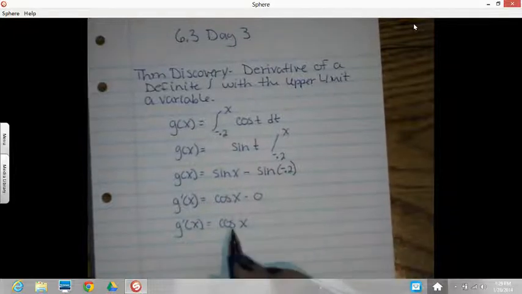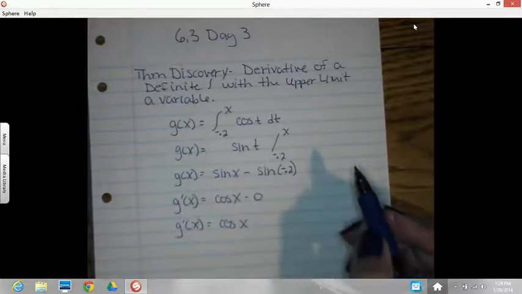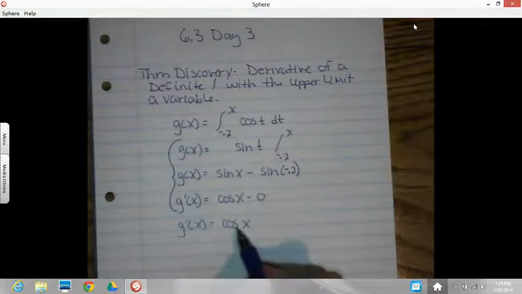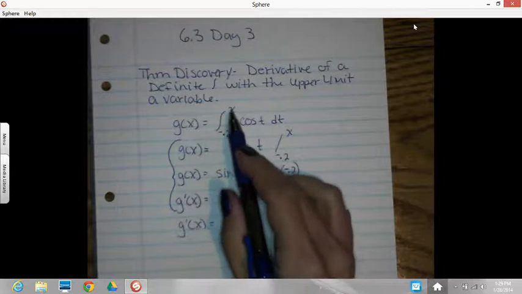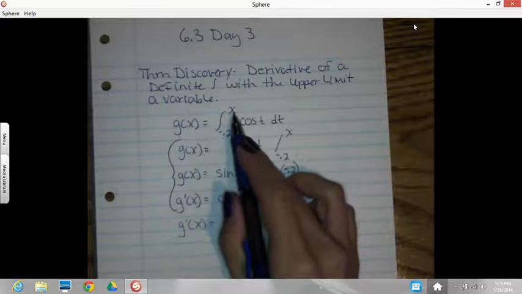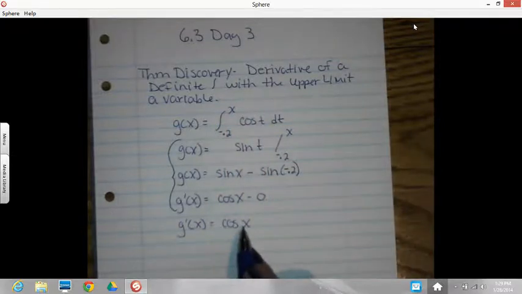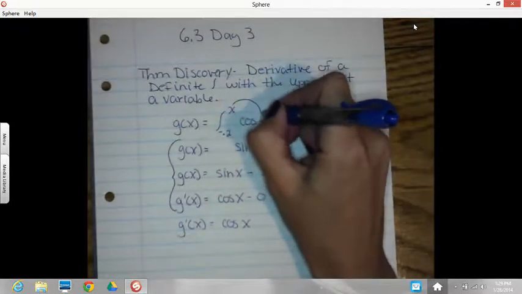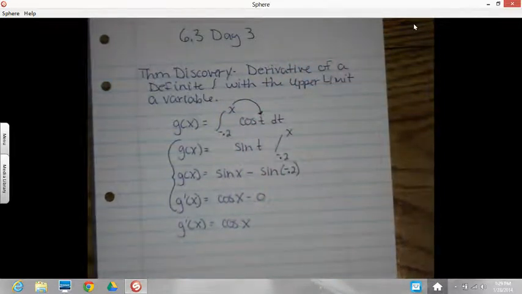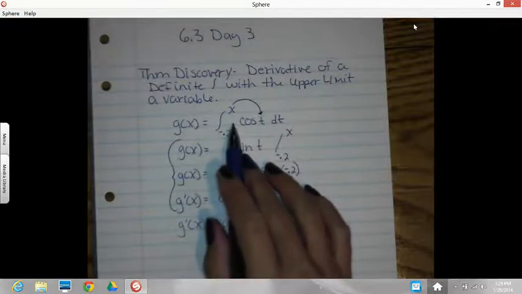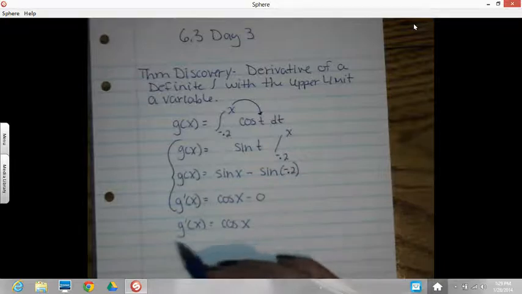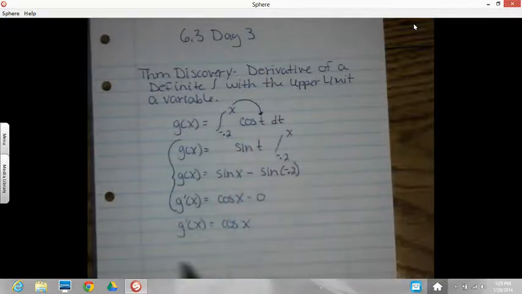Well, let's compare that back to what I started with. Do I really need to do these 3 steps to get this answer? Well, take a look. My antiderivative function was cosine t, evaluated from negative 0.2 to x. Well, all it looks like happened was the x got substituted in for the t. And that is what happened. Because if you think about it, antiderivative and derivative undo each other. So when I took the antiderivative and then did derivative again, it got right back to where I started. It went right around the mulberry bush.